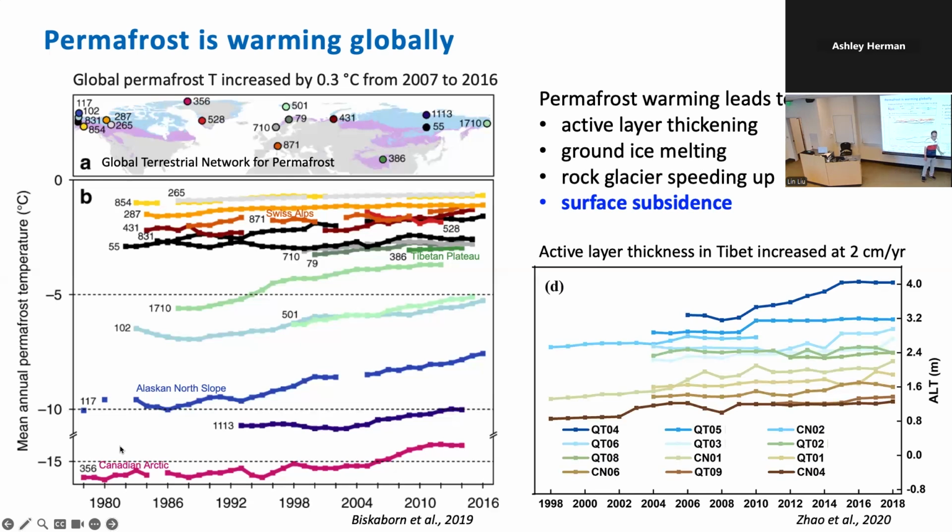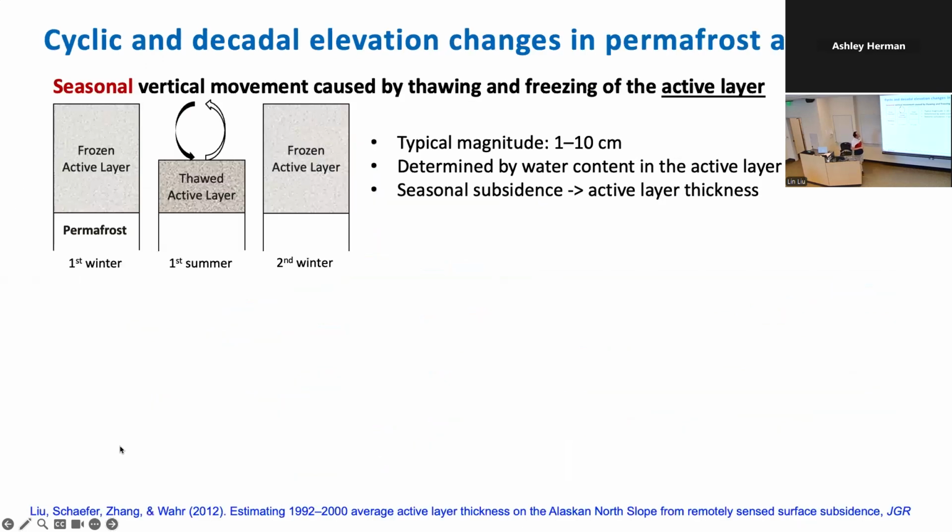This is also from a couple of in situ measurement sites over the Tibetan Plateau. Here, for example, the active layer is rising, the thickness is thickening. In addition to that, the ground ice melts. If you recall my photo showing the ground ice melts, rock glaciers would speed up, and last but not least, the surface would go down. Okay, so how would the surface move associated with the change of the frozen ground.